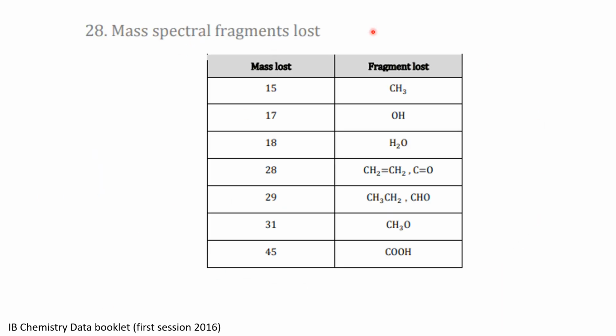So this is in your data booklet again. Whenever I lose a fragment, it's going to have a specific mass lost, okay? So this is my methyl, and if you count 12 plus 3, this is going to give you 15. If you see a peak at 45, then the examiner wants you to understand that this is of a carboxylic acid, okay, the COOH group. So like I said, use this as like fingerprints, which they are fingerprints, for the fragments that you might have.